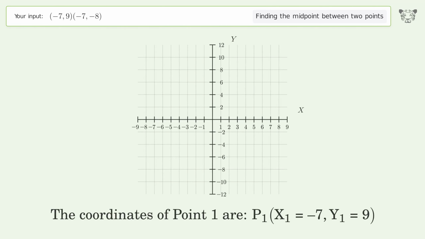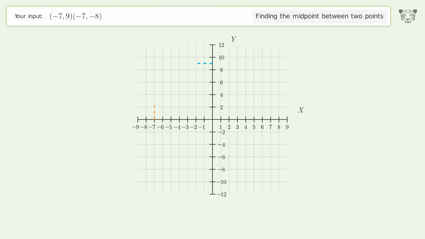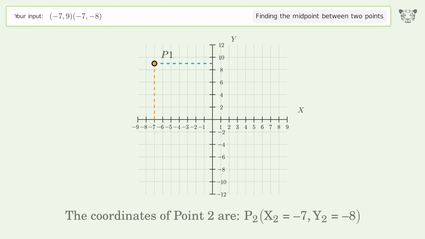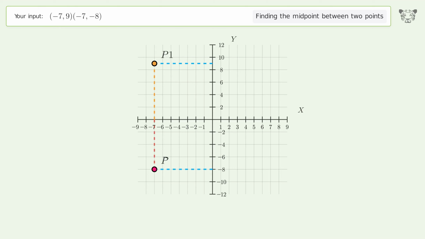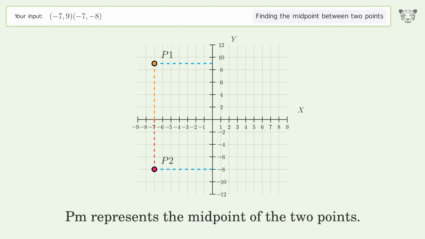The coordinates of point 1 are x1 equals -7, y1 equals 9. The coordinates of point 2 are x2 equals -7, y2 equals -8. PM represents the midpoint of the 2 points.